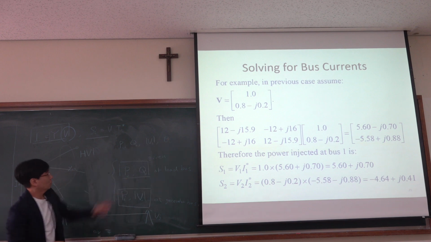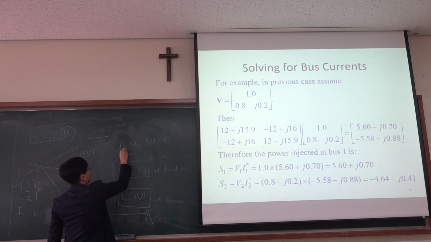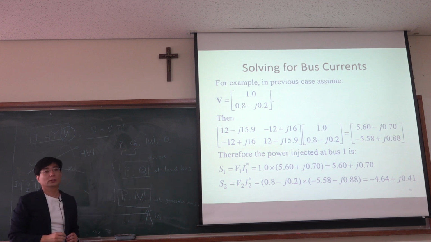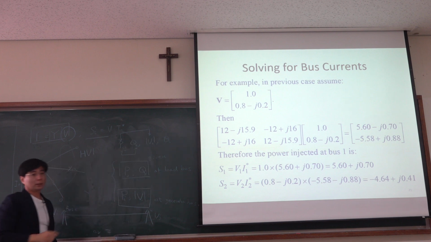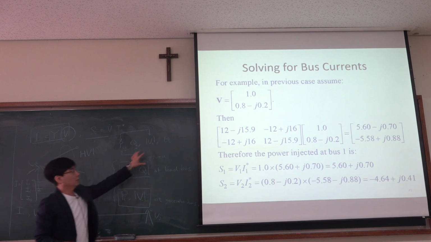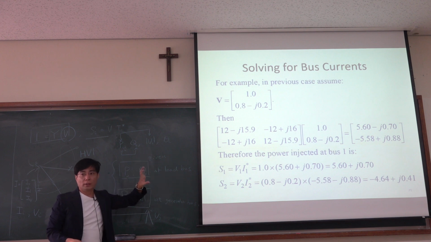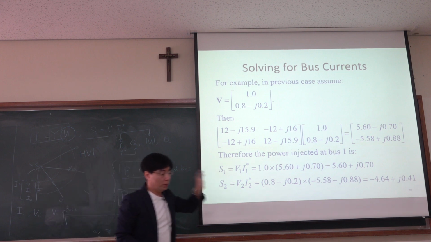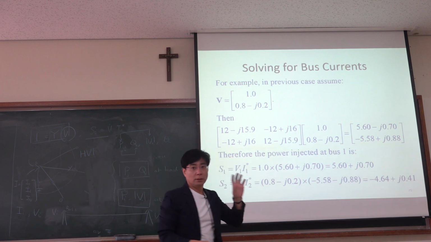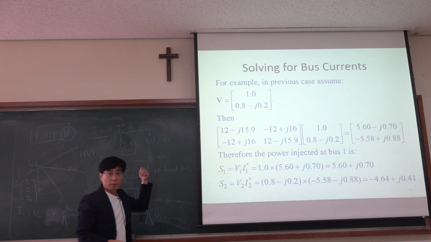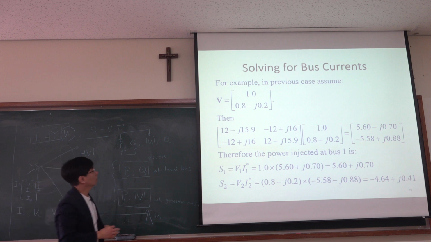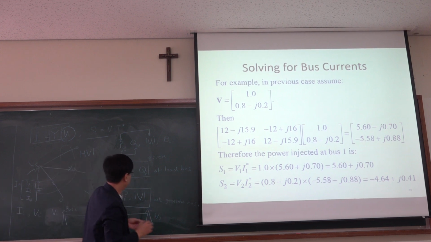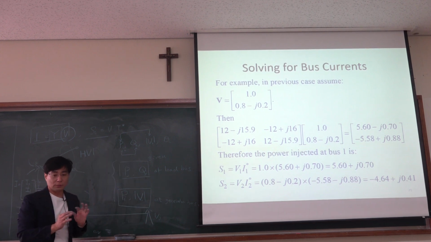But at the load bus, we only know these two parts. And at the generator bus, we only know these two parts. So for each bus, half of the variables are unknown. That's why we need to solve the power balance equation to determine half of the unknown variables. Okay?